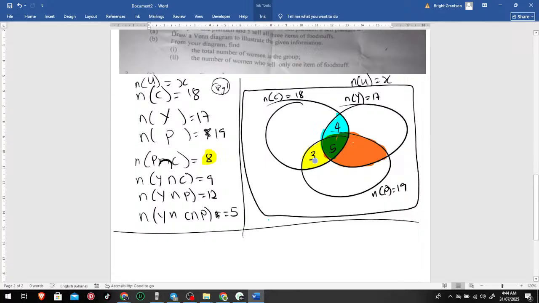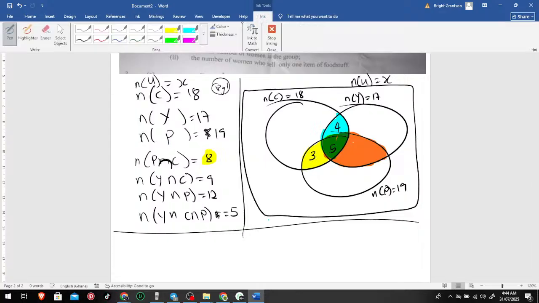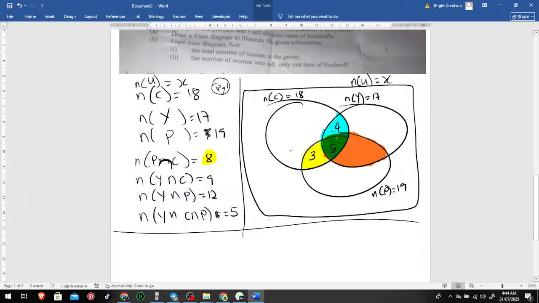Yes. So now that place is 12. If that color is 12, it means 5 plus what gives you 12? 7. Are we okay?